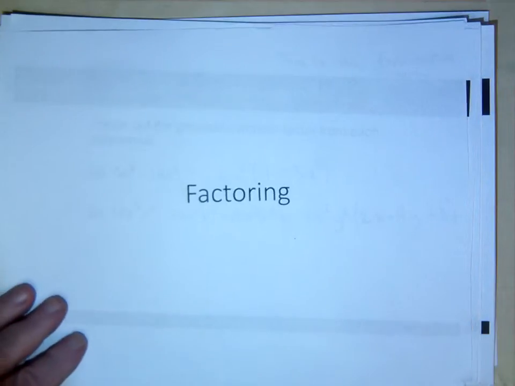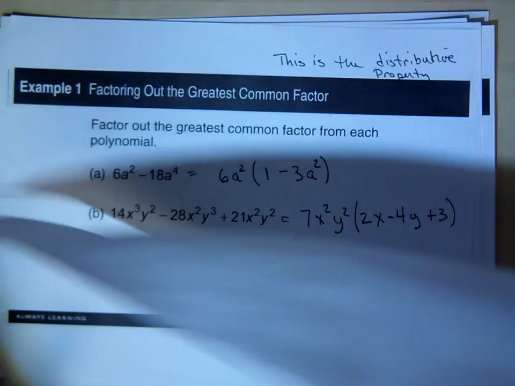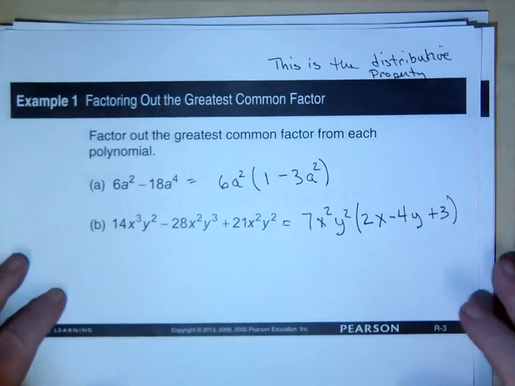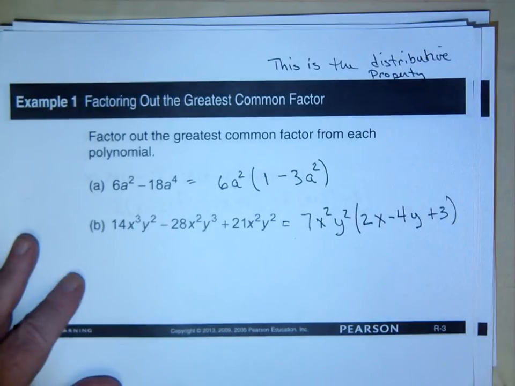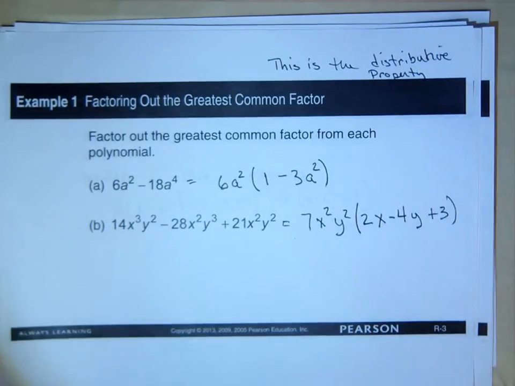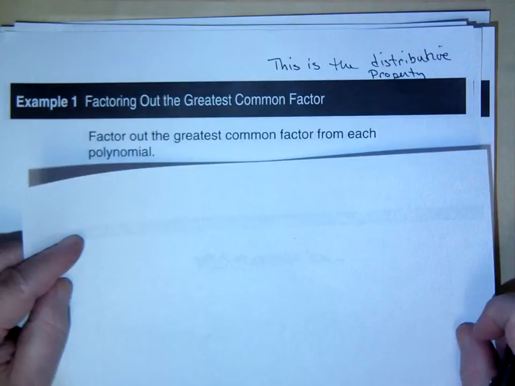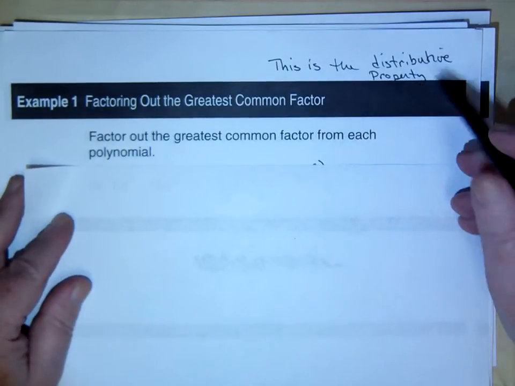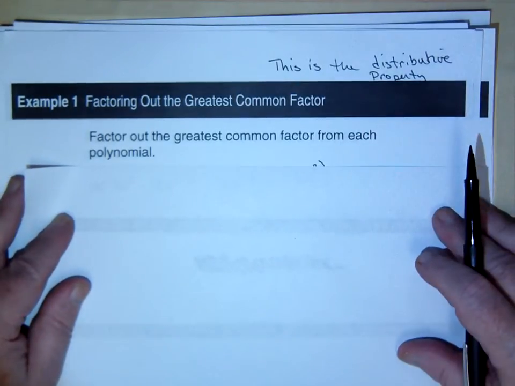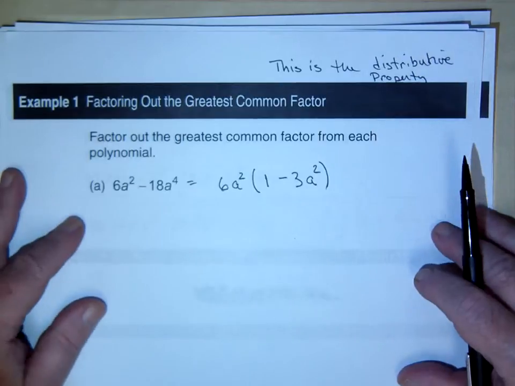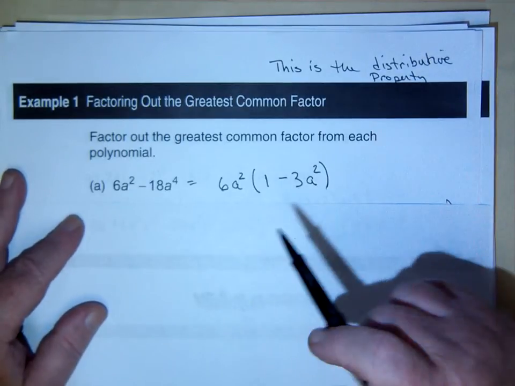Today's topic is factoring. The first thing you do in a factoring problem and the last thing you do in a factoring problem is factor out the common factors. Now this is actually the distributive property reading from right to left, depending on how you write it. And so here's the first example.